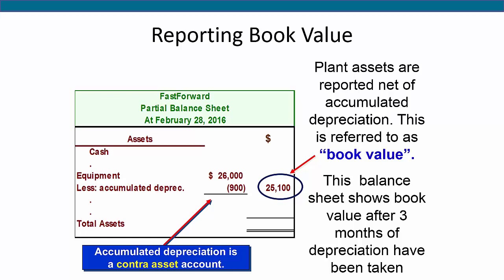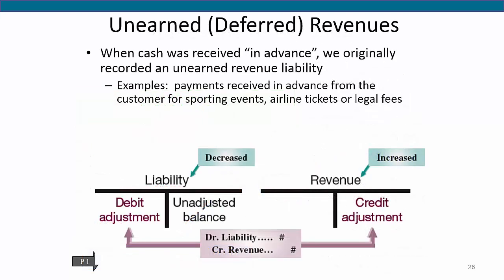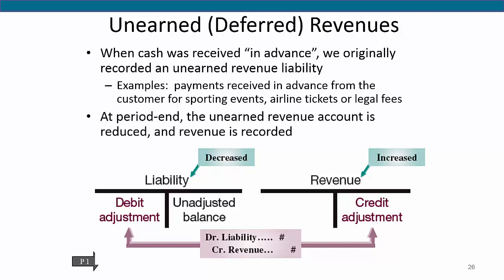Now let's move on to the second category of adjusting journal entries called deferred revenues. The term unearned revenues refers to cash received in advance of providing products and services. Unearned revenues, also called deferred revenues, are liabilities. We talked about unearned revenues first in Chapter 2 and gave the example of season tickets for the Sacramento Kings.